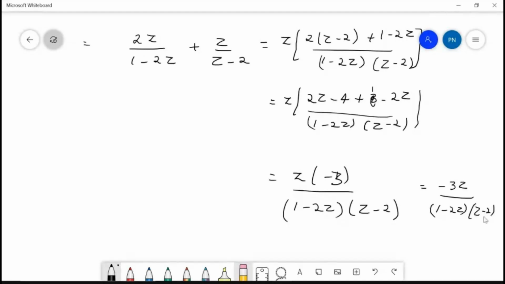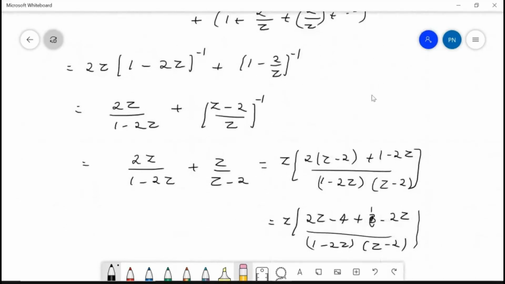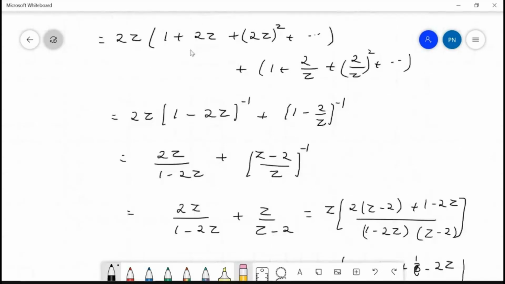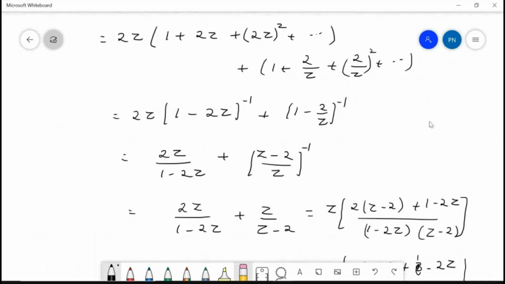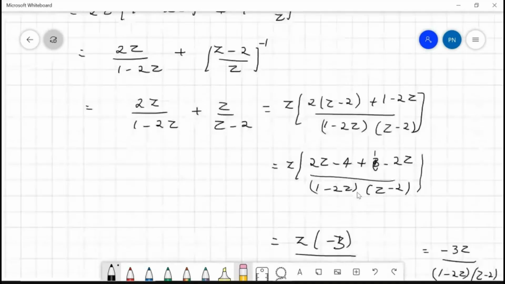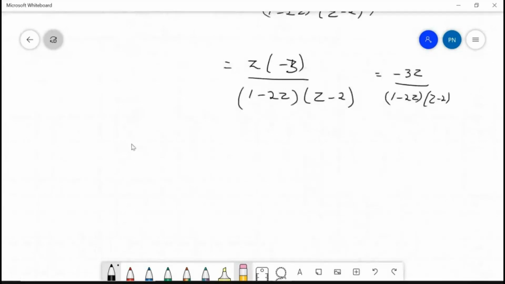What is the first inequality corresponding to the first series? फर्स्ट ब्रैकेट में हमने कौन से पॉइंट के अबाउट एक्सपैंड किया था? 2z. सेकेंड में हमने एक्सपैंड किया था 2/z में. तो यहाँ पे 2z है, यहाँ पे 2/z है. So mod 2z is less than 1, mod 2/z is less than 1. So tell me a single inequality. So we have mod 2z less than 1 and mod 2/z is less than 1.